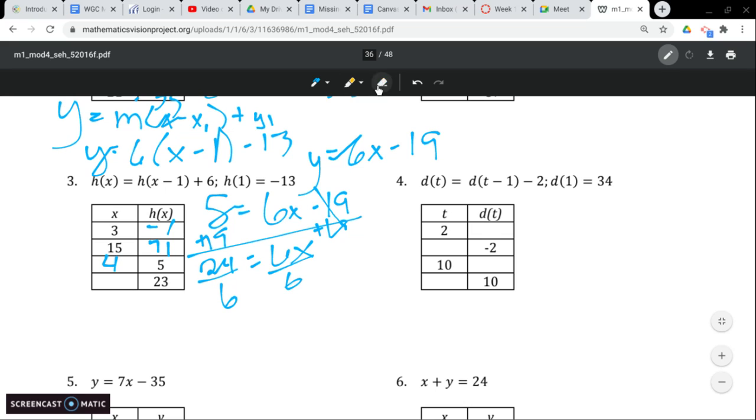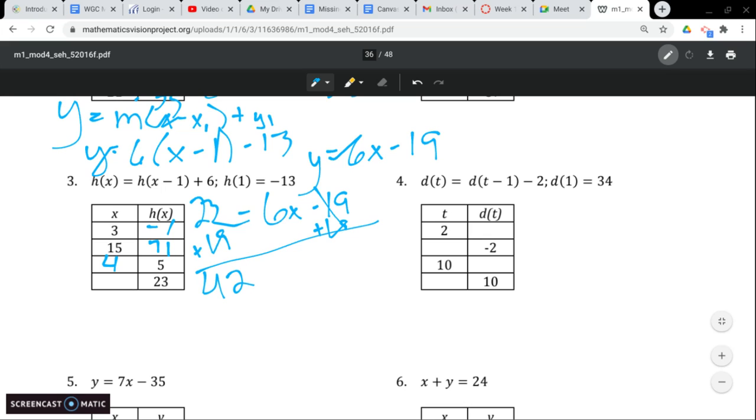Now we do the same thing with the 23. We're going to set our equation equal to 23. So 23 equals 6x minus 19. We add the 19. So 23 plus 19 is going to give us 42 equals 6x. Divide by 6 on both sides. So 7 is our answer. So that's what you guys are doing for this section.